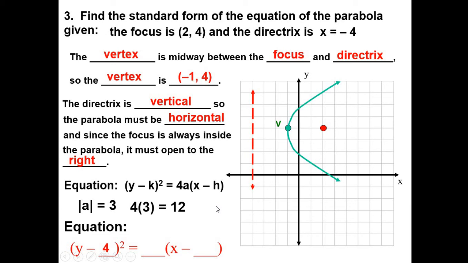Lance? 12, sir. 12. For A is 4 times 3, 12. 12 dito, pero dito plus 1 kasi negative 1 yun. So, therefore, the equation is y minus 4 quantity squared equals 12 times x plus quantity x plus 1. Okay? Yan ang equation ng parabola.